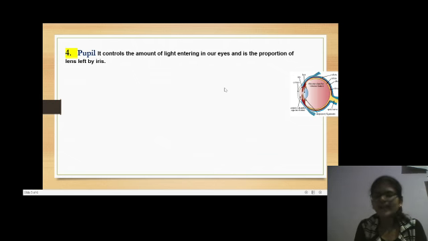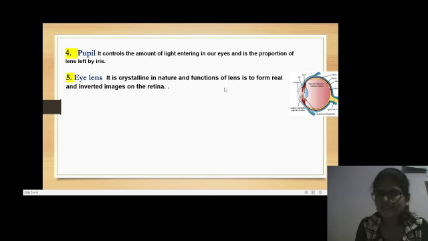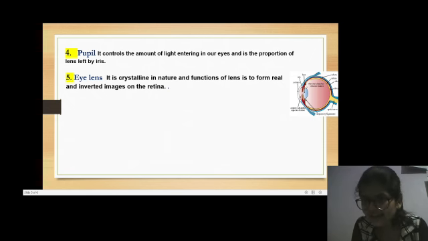The next thing I would like to tell you about is eye lens. So as we all know, this is the eye lens. It is crystalline in nature, and the function of lens is to form real and inverted images on retina. We have learnt about real and inverted images in physics. So this is a lens, and we know that when light is passed through lens, an image is formed. So when light is passed through this eye lens, an image is formed over the screen. So this is all about the eye lens.